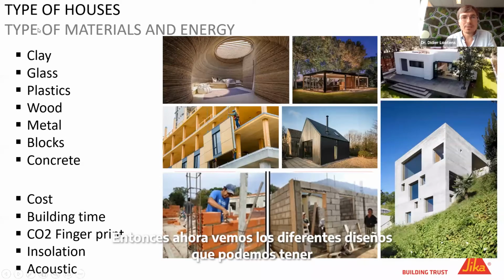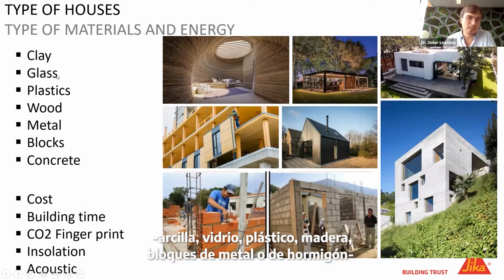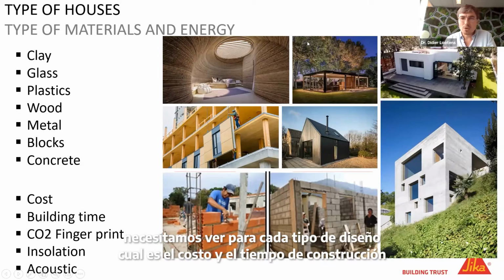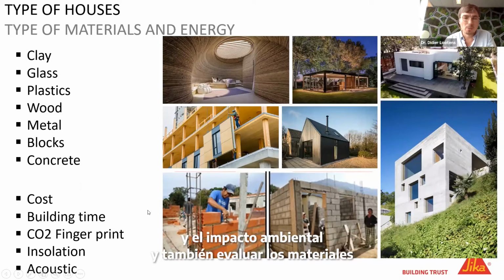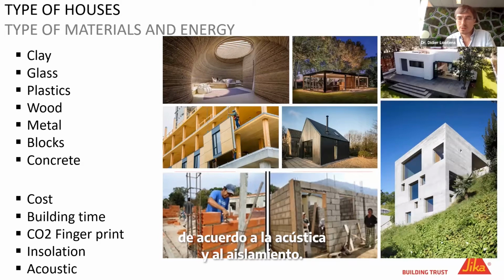So now when we look at the house or the design that we can see, we can have a house in clay, in glass, in plastic, wood, metal, blocks, or concrete. We need to see for each of these kinds of design, what is the cost, the building time, the CO2 footprint, and also what the materials bring in terms of acoustics and insulation.